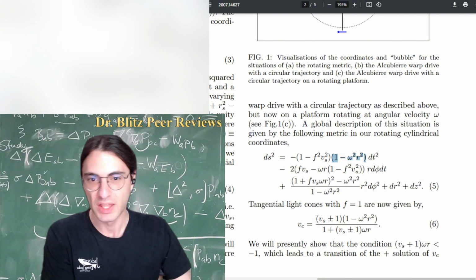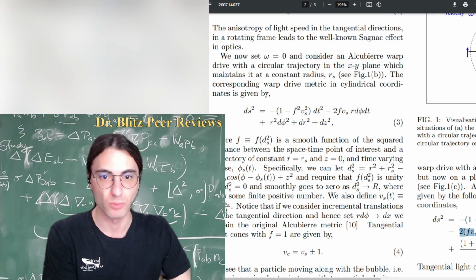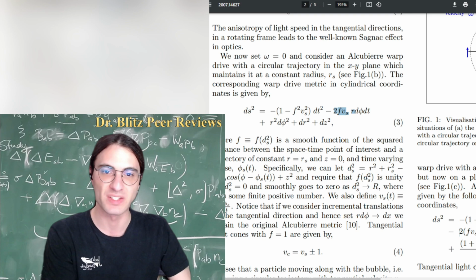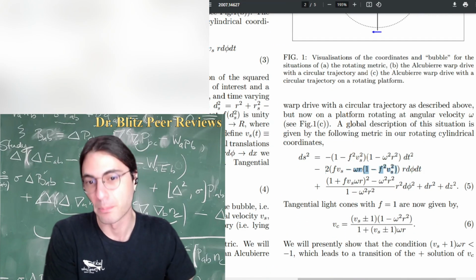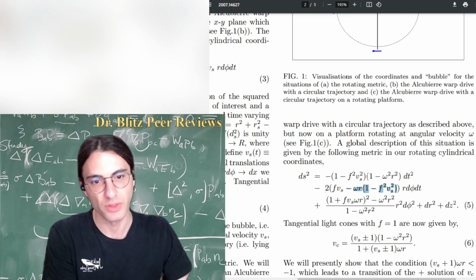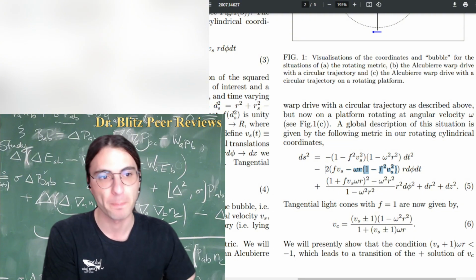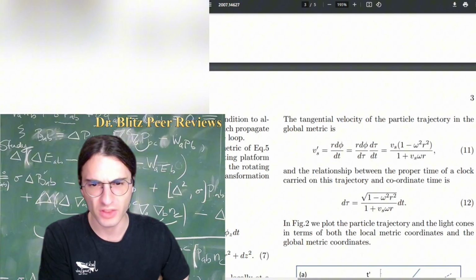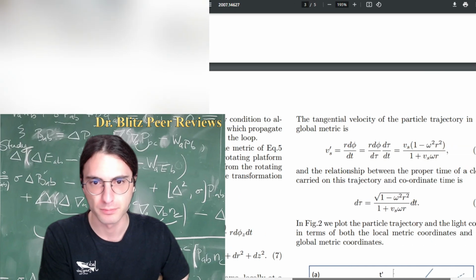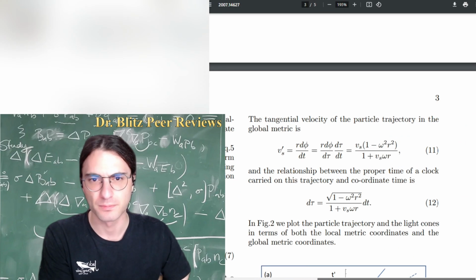Fine. This next term, one of the terms comes from the warp drive, this f times v sub s times r. And then it has another term, which is minus omega r. So this is an interesting cross term. It wasn't there before. This is just an additional cross term that shows up in the metric. Hopefully they'll actually explain where this metric comes from. I don't think that they will.